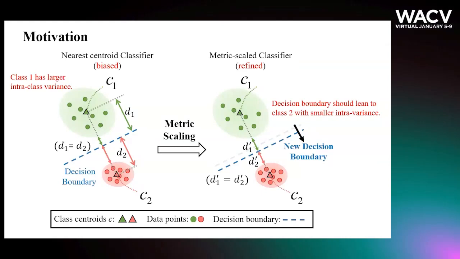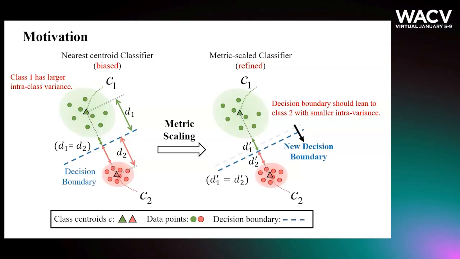Under the centroid-based metric with the nearest neighbor rule, the decision boundary lies in the middle of two class centroids. However, class 1 is more widely distributed and has a larger intra-variance than class 2. Intuitively, a more reasonable decision boundary should lean to class 2.